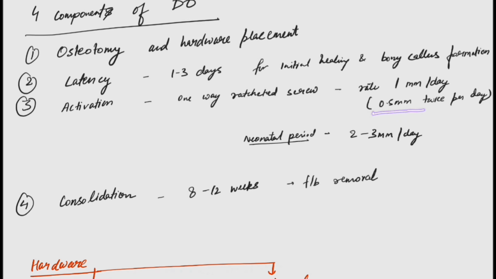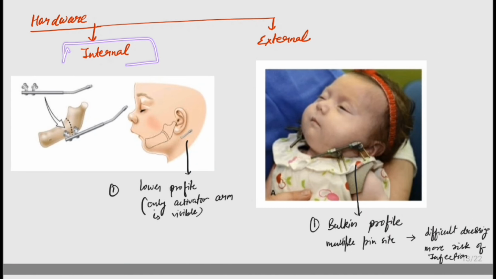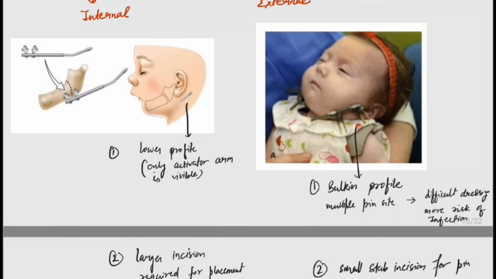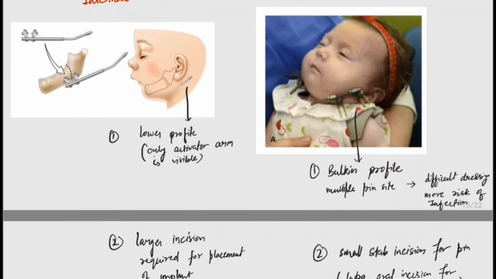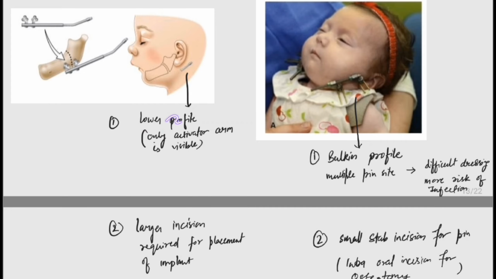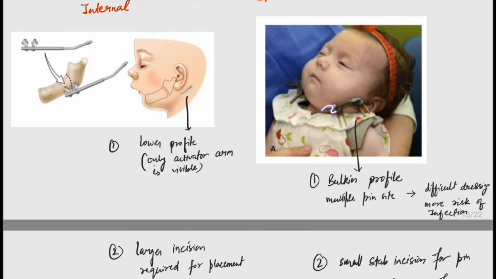The hardware can be of two types. The first is the internal and the second is external. There are several differences in internal versus external. In internal hardware, there is a lower profile. Only this much segment of the distractor is visible. In case of external hardware, the whole of this hardware part is exposed. So there are multiple pin sites and the dressing is difficult. And in case of external hardware, there are more chances of infection.